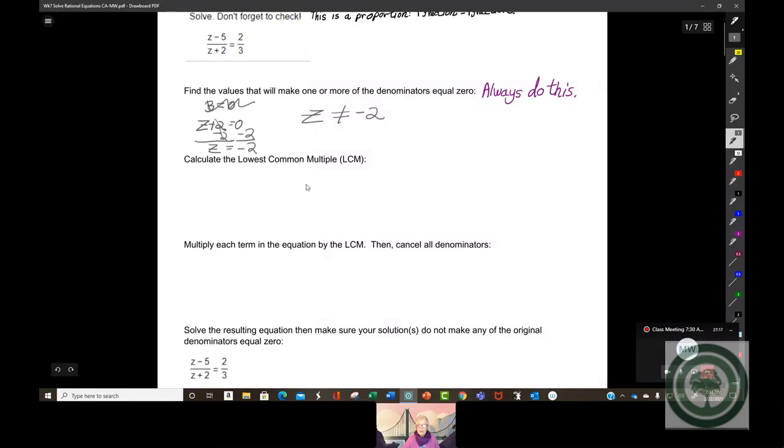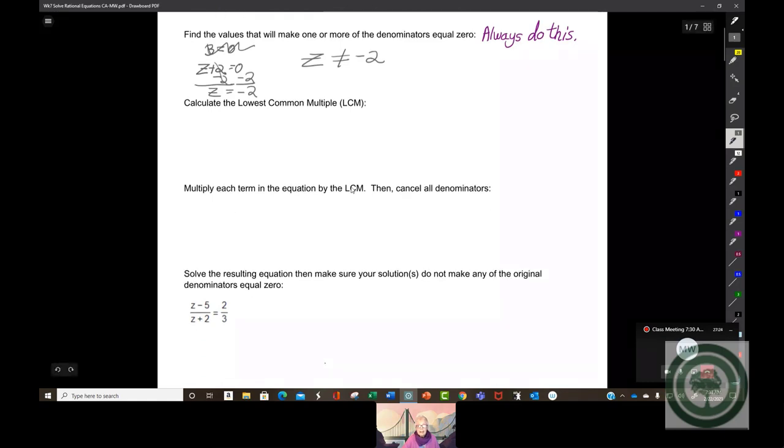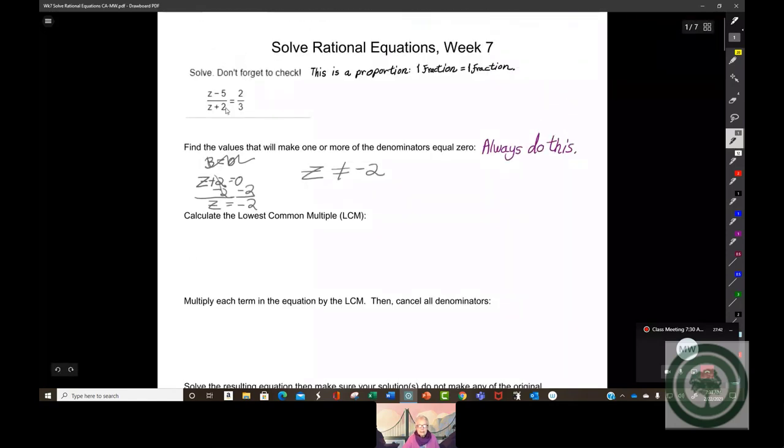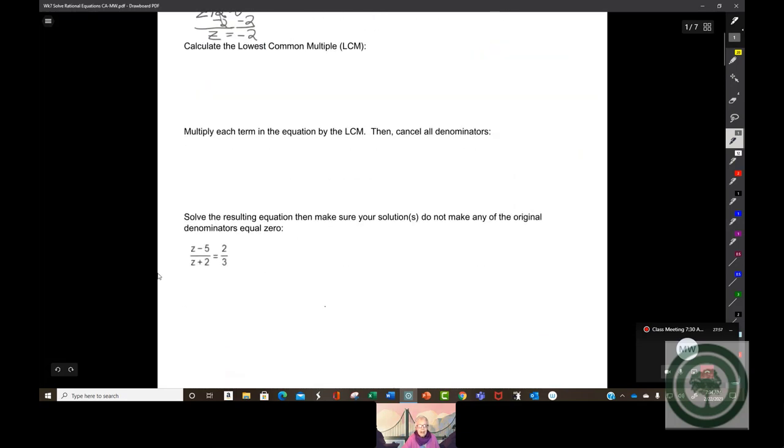Normally, we would calculate the lowest common multiple, but we don't have to do it here. And then we would multiply each term in the lowest common multiple, the LCM, by each term in the equation, but we don't have to do that here. Why do we not have to do it here? Because this is a proportion. When you have one fraction equals one fraction, you can skip these intermediate steps, and you could, I suppose, solve it in one step, or at least two, because proportions are so great because you can cross multiply. Remember doing that?